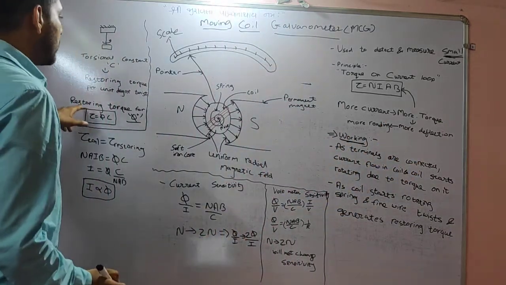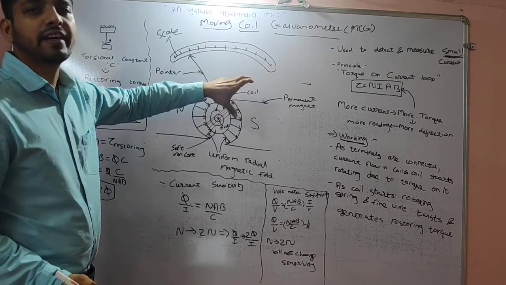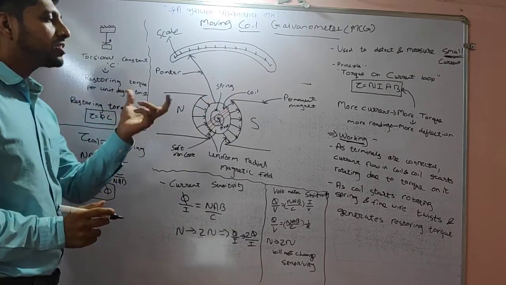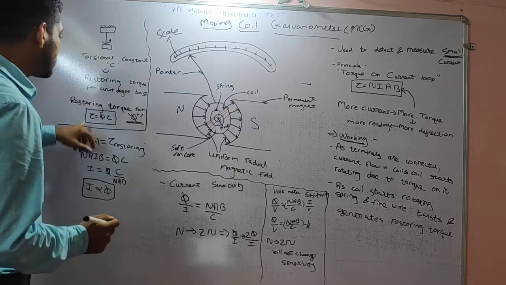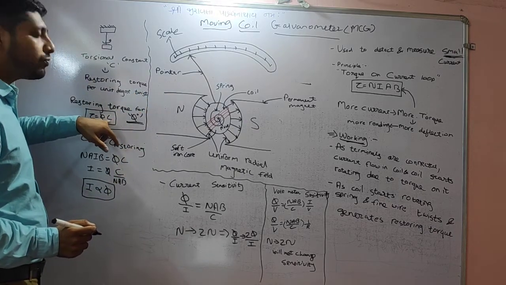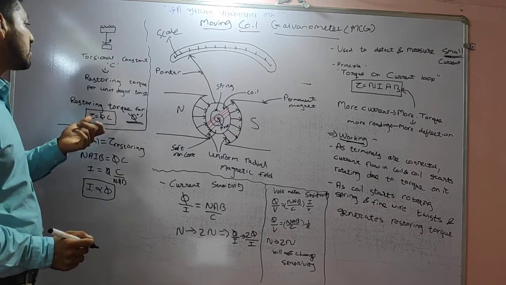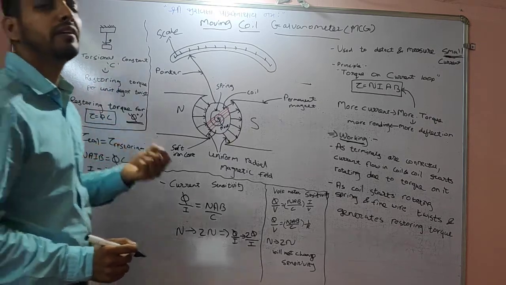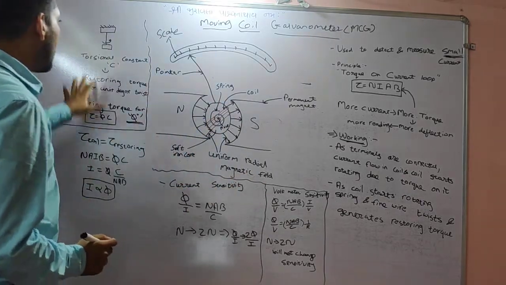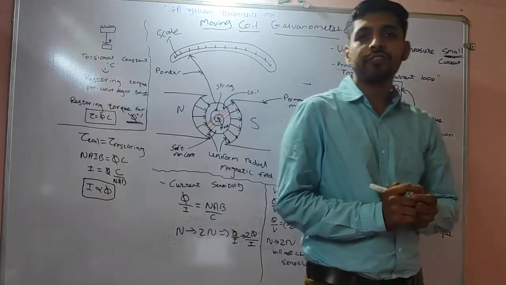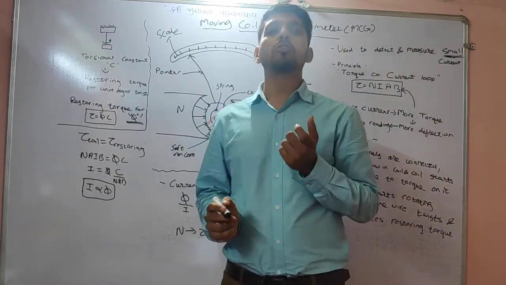So if the angle is moved by say phi, the rotation due to torque is phi, then the restoring torque will be equal to tau equals phi into C, where C is the torsional constant, or you can say C is restoring torque per unit degree of twist. Okay, I hope you have understood up till this much. So now, what is the amount of restoring force? It is equal to the torque produced.